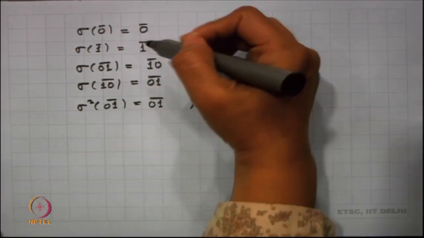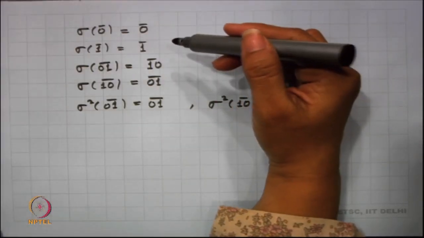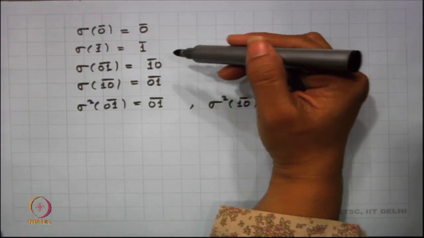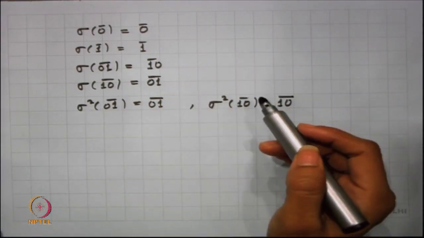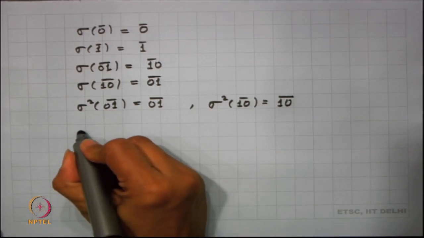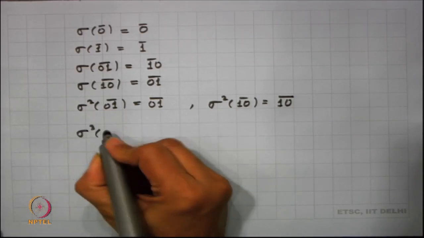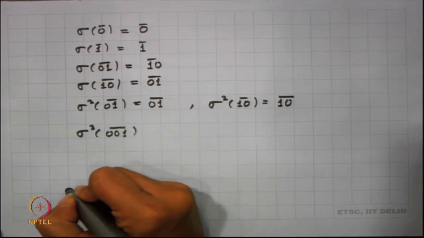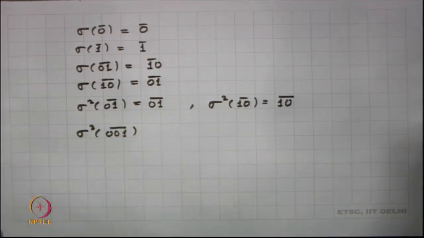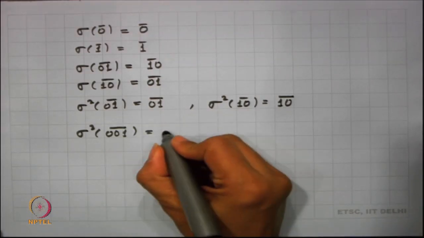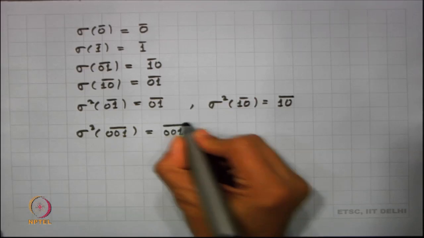We do have periodic points. So, sigma does have fixed points at 0 and 1: 0 bar and 1 bar are fixed points, and these are period 2 points. Similarly, you can look into this part: if I take sigma cube of, say, 0 0 1 bar, which is again the sequence 0 0 1 repeating itself, we find that this is equal to 0 0 1 bar.